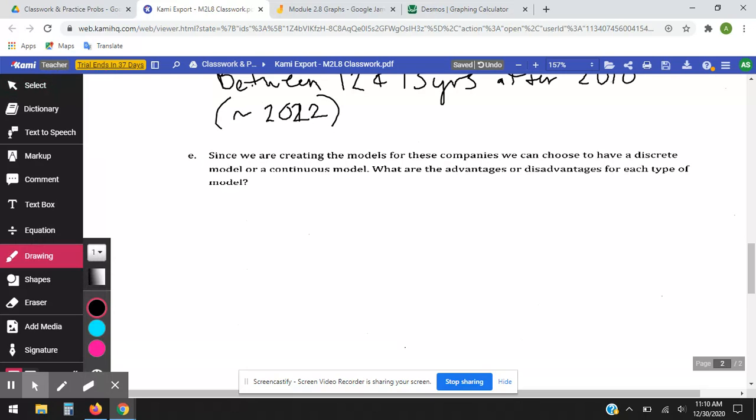Since we are creating models for these companies, we can choose to have a discrete model or continuous model. What are the advantages or disadvantages of each type? Well, I'm just going to talk through this one, so I'm not writing all of it out, but the continuous is good because it shows all those points between years and it shows kind of when that growth really increases, especially with the ComputerFest. And that can be helpful if you're really analyzing kind of in between different stuff.